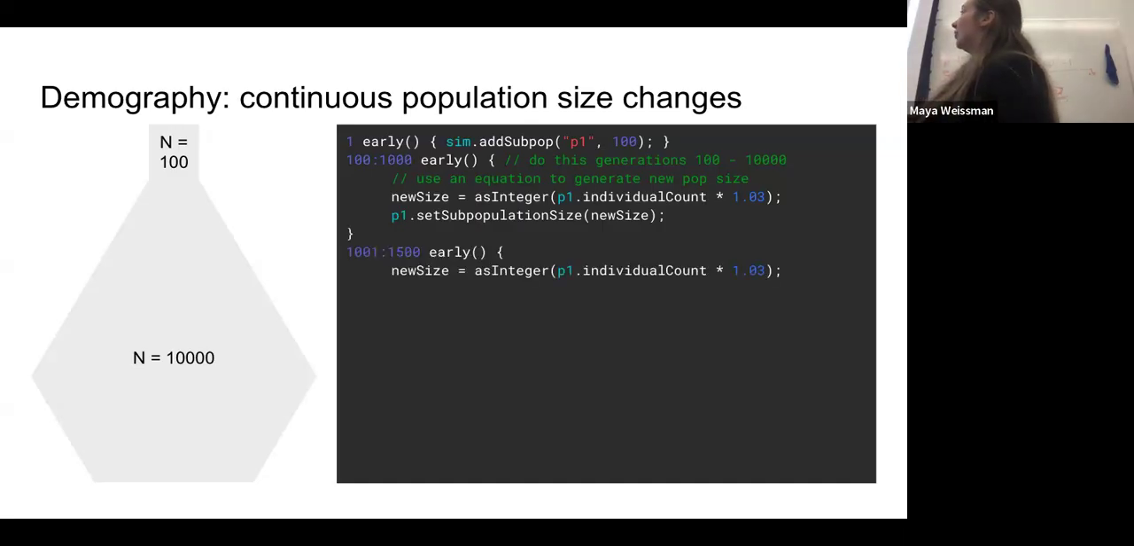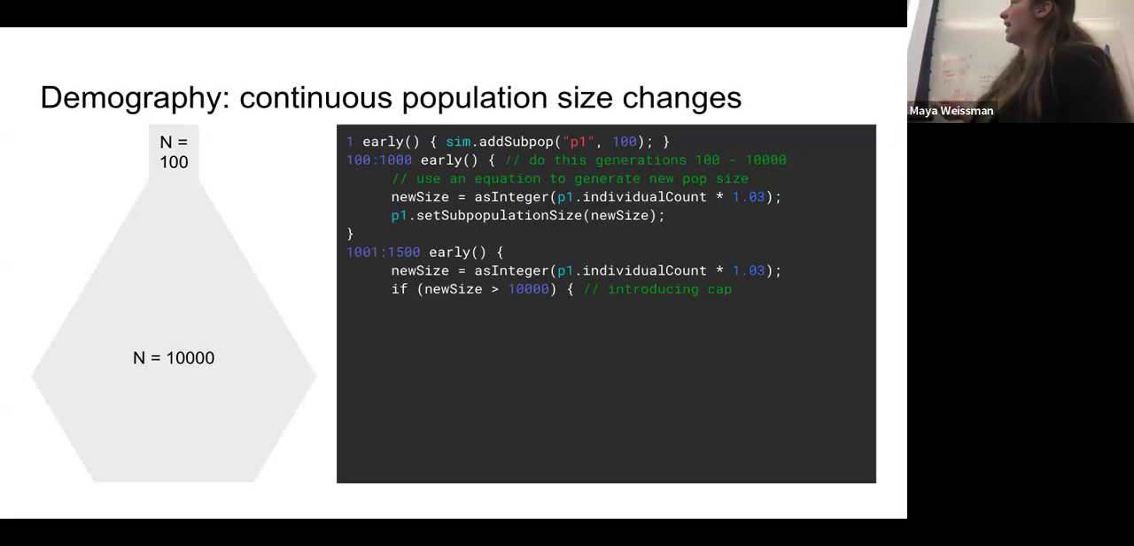You can also introduce a cap. So let's say I want to set a carrying capacity of 10,000. Now I can say if newSize is greater than 10,000, I'm going to reset it to 10,000, and bam, you're done.